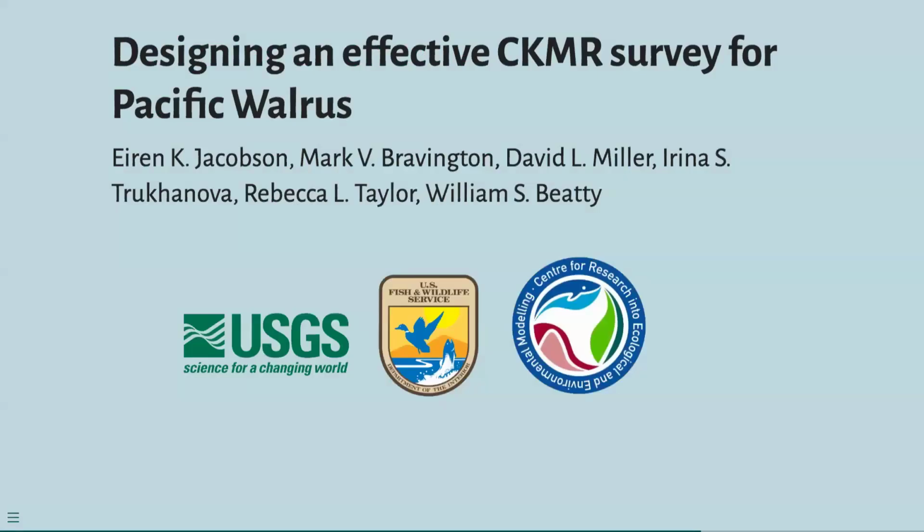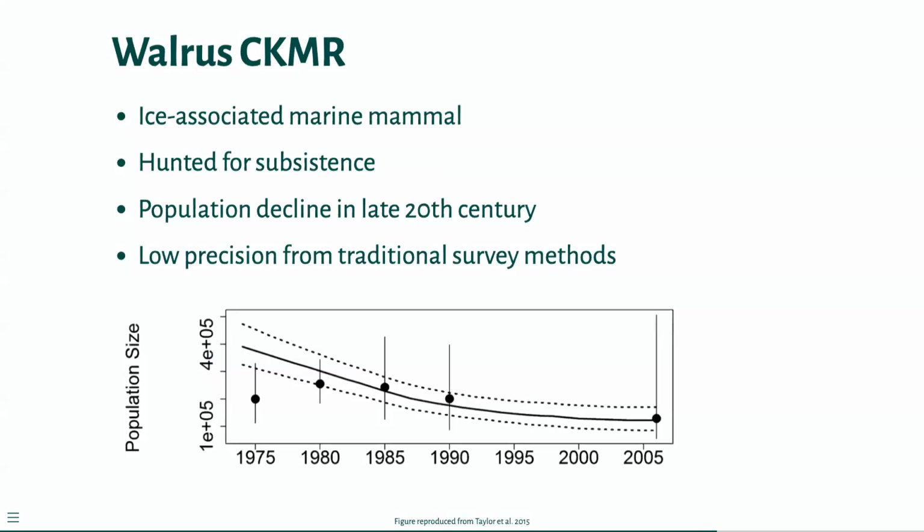So I'll give an example that I'm currently working on. This is a work in progress led by the USGS and the Fish and Wildlife Service. Walrus are an ice-associated marine mammal that have been hunted for subsistence since time immemorial. They experienced a population decline in the late 20th century, probably because they had reached carrying capacity. And traditional survey methods have provided quite low precision on estimates of abundance.